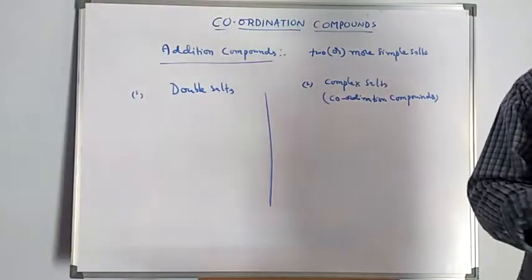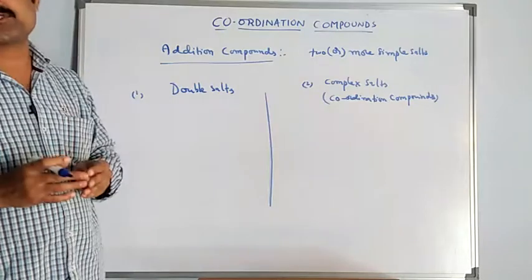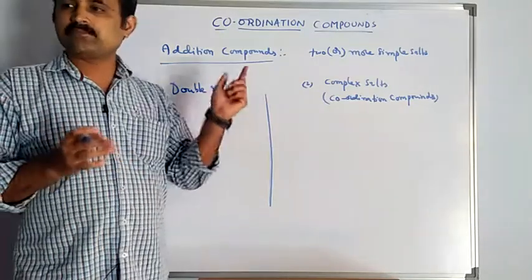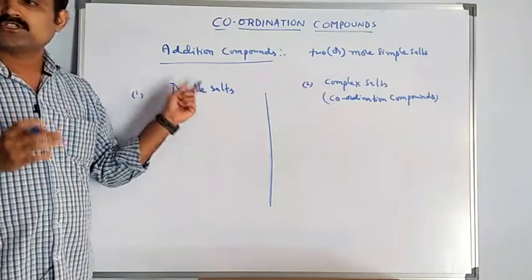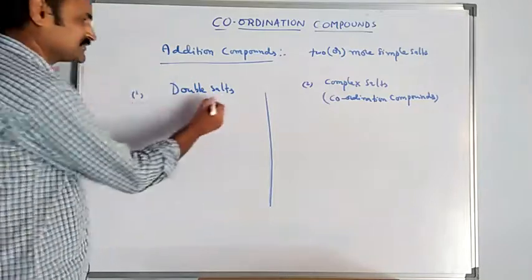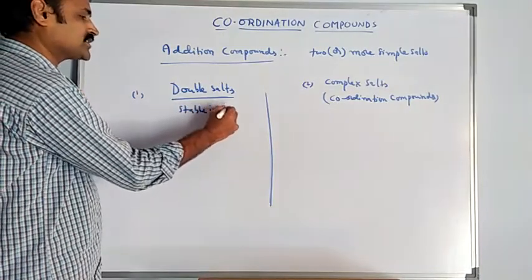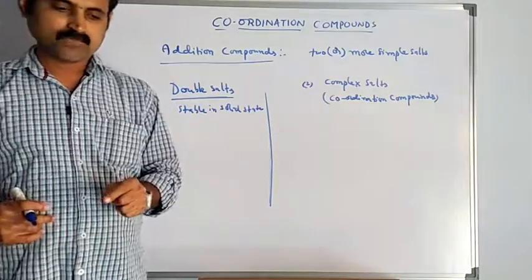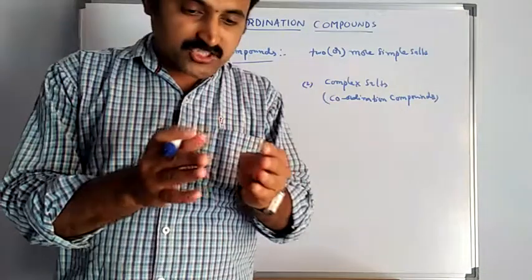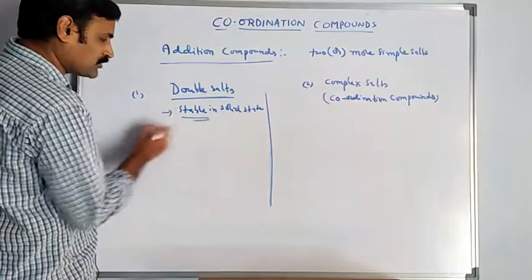Earlier we told there are two or more simple salts. For our understanding as per the syllabus, double salts can be called molecular compounds. These are molecular compounds only stable in which state? Solid state only. While in solution, they dissociate into ions. Means in solid state they are stable.